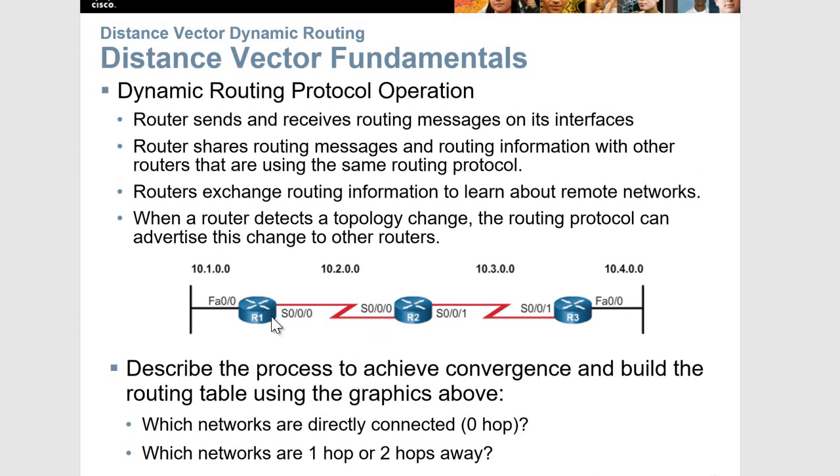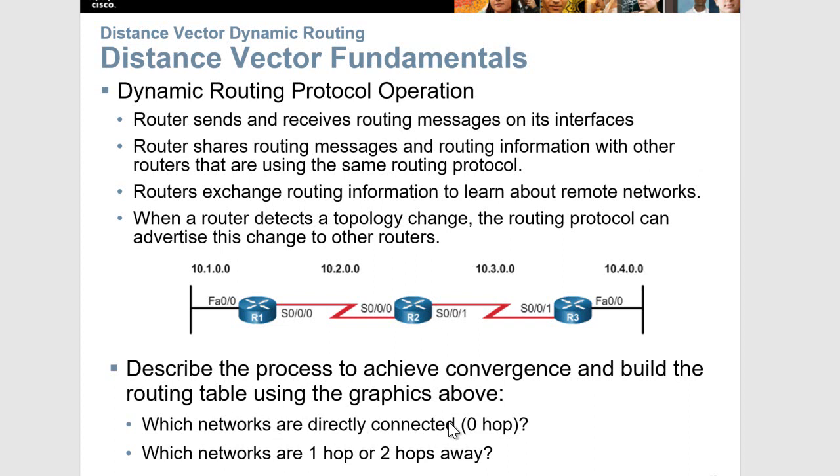Okay. Describe the process to achieve convergence and build a routing table using the graphics above. Well, basically the routers are all going to exchange information, and once all of their information has been exchanged and R1 knows how to get to all of the networks here, R3 knows how to get to all of the networks there, and of course R2, then you've converged. Once all the routers have exchanged information, they have a full routing table, they know how to get to all those networks. Convergence has been achieved.